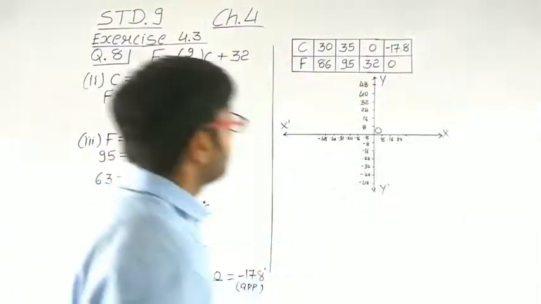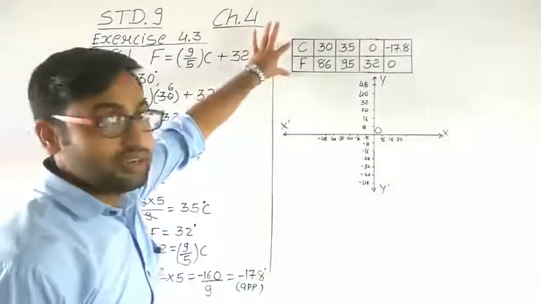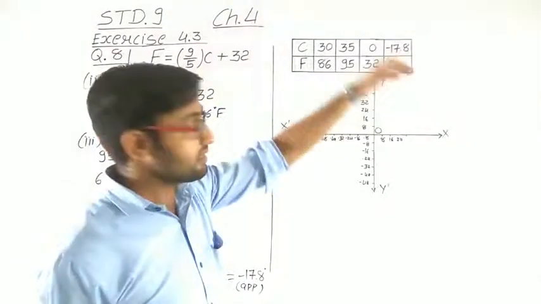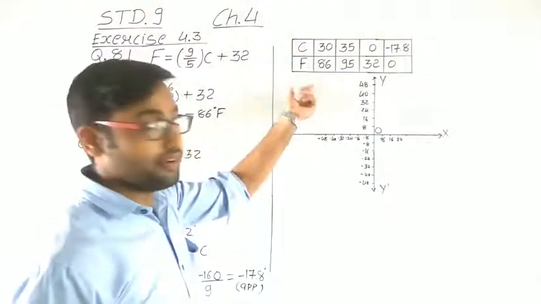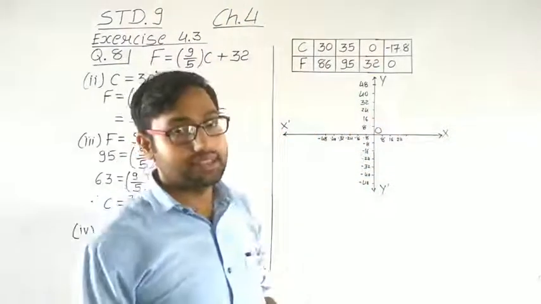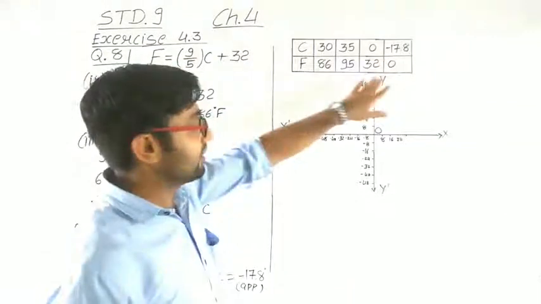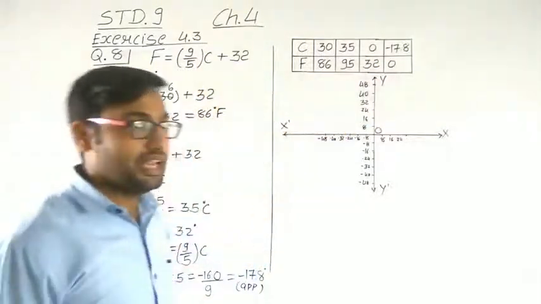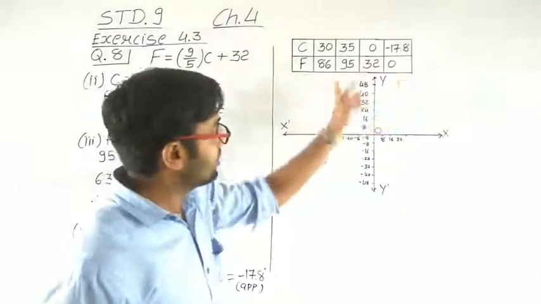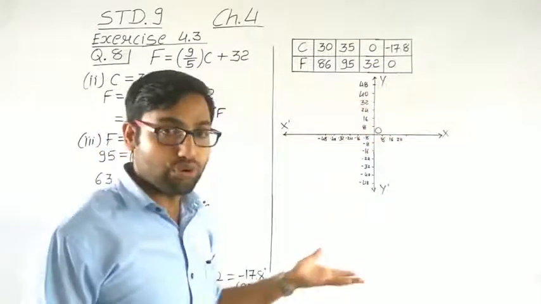So this we can consider C as an X. C we have to represent on the X axis, and Fahrenheit we have to represent on the y-axis. So these all are the points. These all are the solutions of this linear equation. Now we have to locate all these points on the graph and draw the graph.